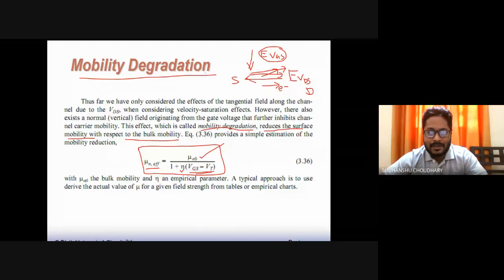So you increase VGS, the strength of this electric field becomes large, and the effective mobility is further reduced. So if you increase VGS, this effective mobility reduces. This is also a very important parameter, and because of this you will see that drain current reduces. So apart from velocity saturation, we have this effect also playing into the picture.